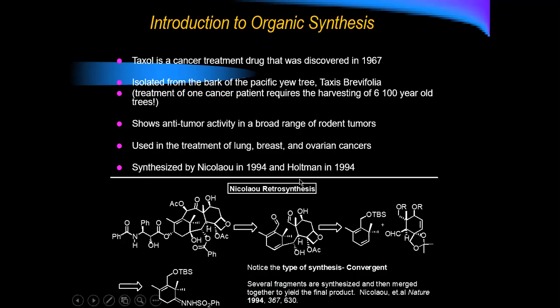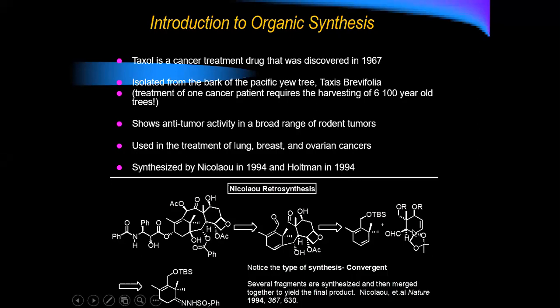And you got 2 people that basically pioneered this synthesis. K.C. Nicolaou, I think he was at Harvard, and then Robert Holton at Florida State. And in 1994, they were basically racing to see who could finish this first, right? So the Nicolaou synthesis is shown down here, right? And this is the retrosynthesis. So this is the target. This is the fragment that he started with, and he worked his way backwards. Well, worked his way forward to the target.